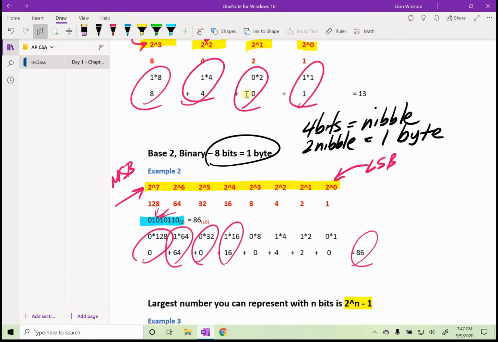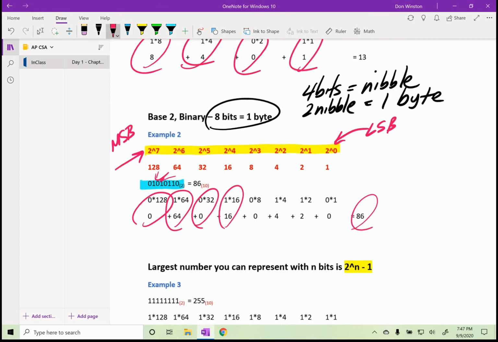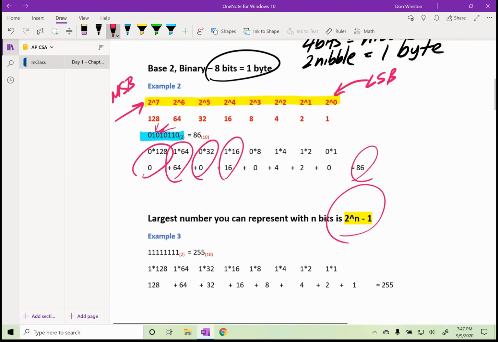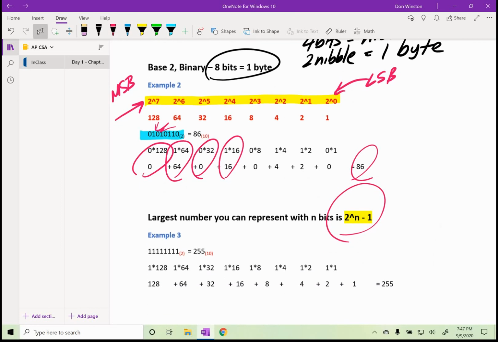All right, here's an important thing. The largest number you can represent with n bits is 2 raised to the n, minus 1. So here I have a byte. What's the largest number you can represent with a byte? Well, if all the bits are on, I have 1, 1, 1, 1, 1, 1, 1, 1.